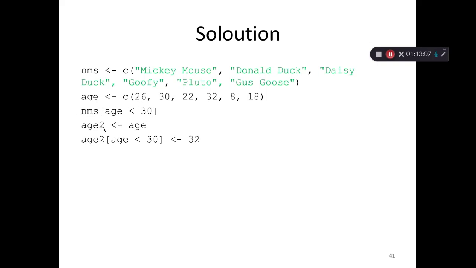You can create the new vector age2 in this way. You assign the vector of age to a new variable, you call it age2, and then within age2 you select only those elements that are lower than 30 and you assign them value 32. That's not so easy because you need to combine what you just learned and try to solve a problem. So this is typically what happens when you use R.